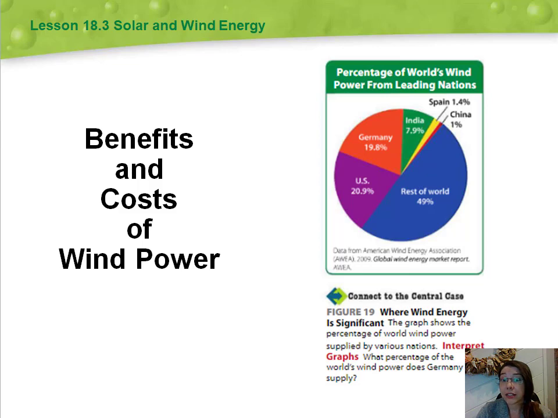And it's asking us to interpret the graph, and it wants to know what percentage of the world's wind power does Germany supply. So that's easy enough. We just go up, look at our pie chart, we find Germany, and underneath Germany we see that 19.8% of the world's wind power is coming from Germany. We can look at the other nations. The US is responsible for 20.9, at least as of the publication of the book. India was 7.9, Spain had 1.4, and China was only at 1% at the time.